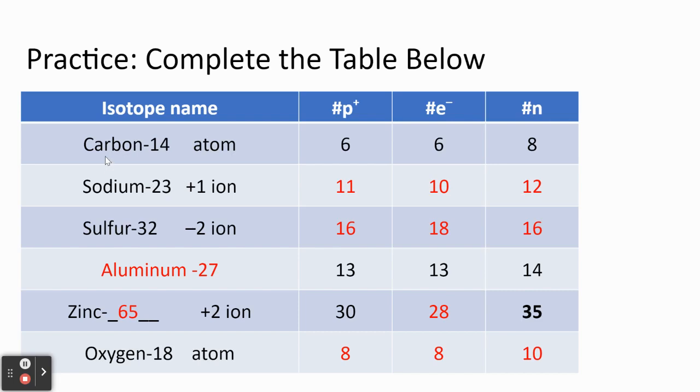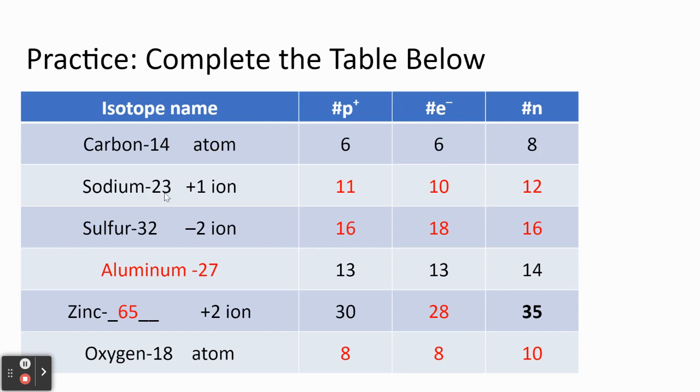So when we look at carbon, the atomic number is 6, which means we've got 6 protons. It's an atom, so it's neutral. It has 6 electrons. And we take the mass number, which is 14, subtract the number of protons, and that gives us the number of neutrons, which is 8.